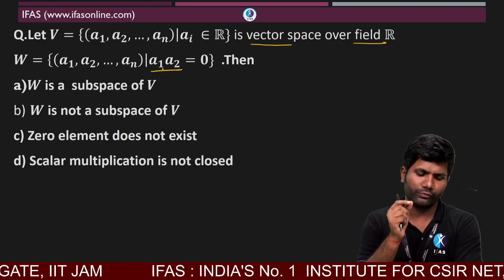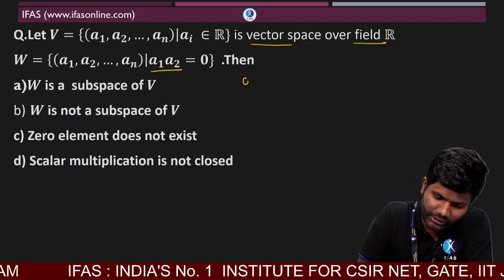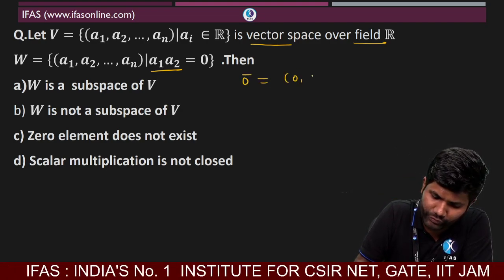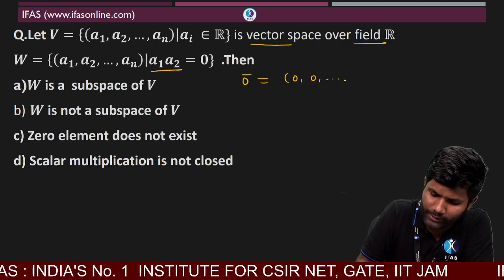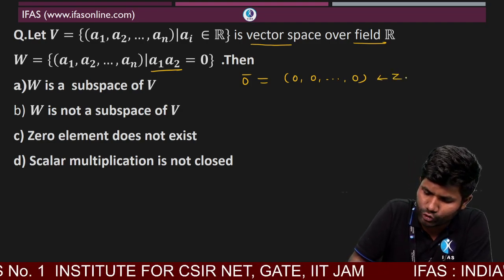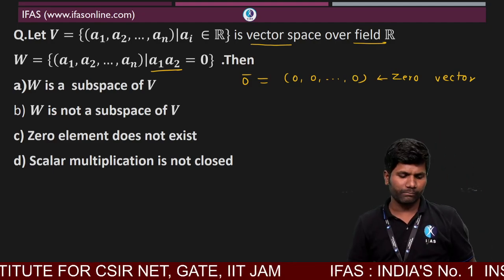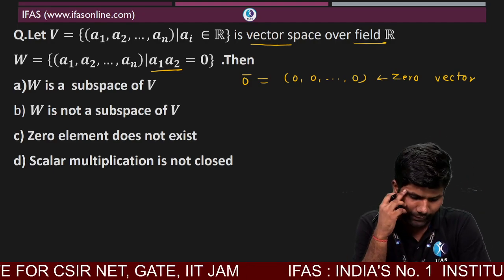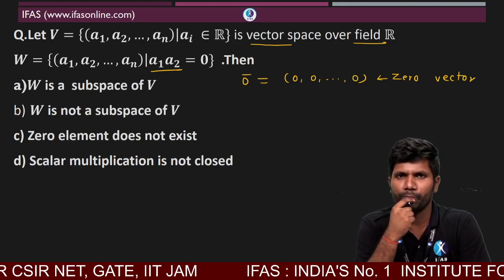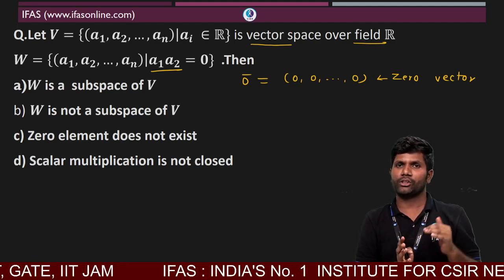Okay, so first of all we will see whether the zero vector belongs to this set. What is the zero vector for V? The zero vector for V is 0, 0 and so on up to 0, n times. This is the zero vector, or you can say the identity element. Clear? The zero vector also belongs to W. Then we check whether W is closed under vector addition or not.